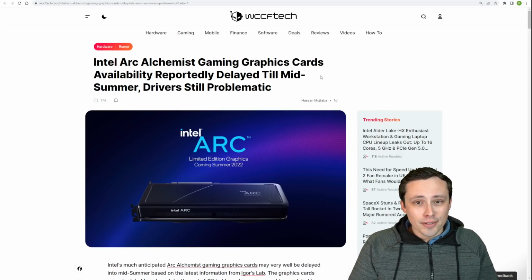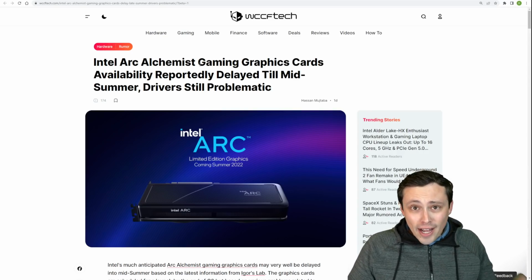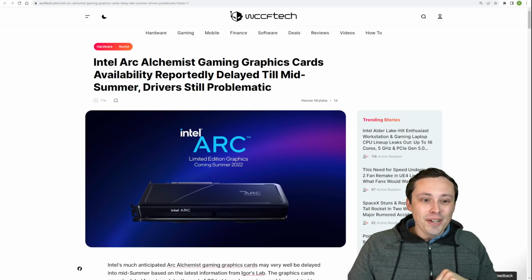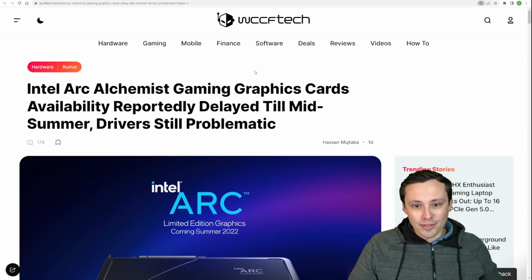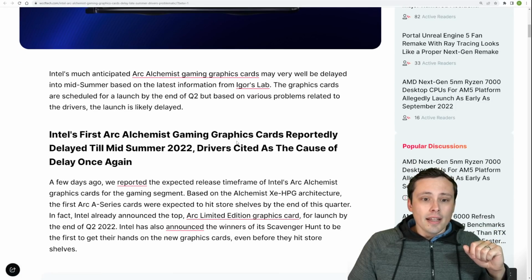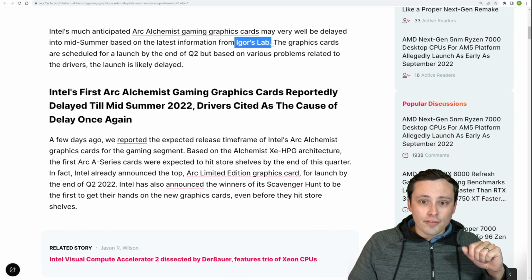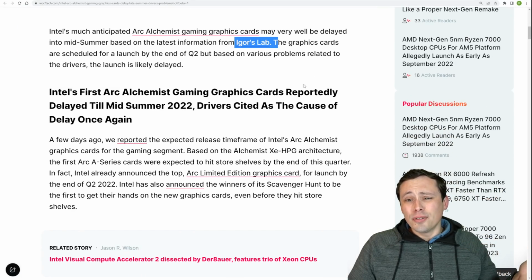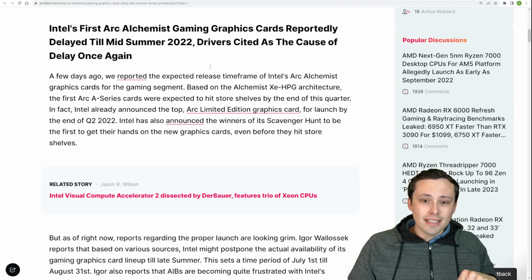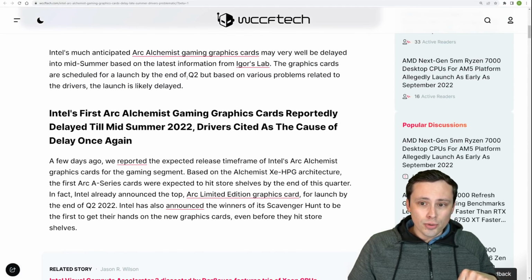When are the Intel GPUs? Where are the Intel GPUs? Why are the Intel GPUs not here? We're getting a little bit more information here. I found it at WCCF Tech, but it appears that they are getting their information from Igor's Lab. But according to him, we could be seeing the delay till the end of quarter two.